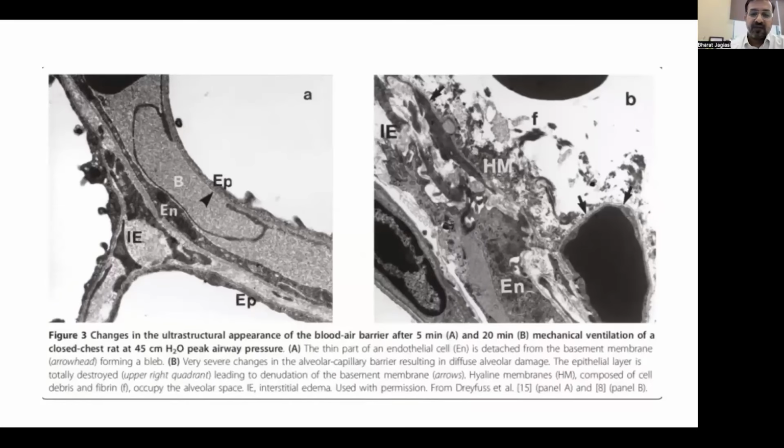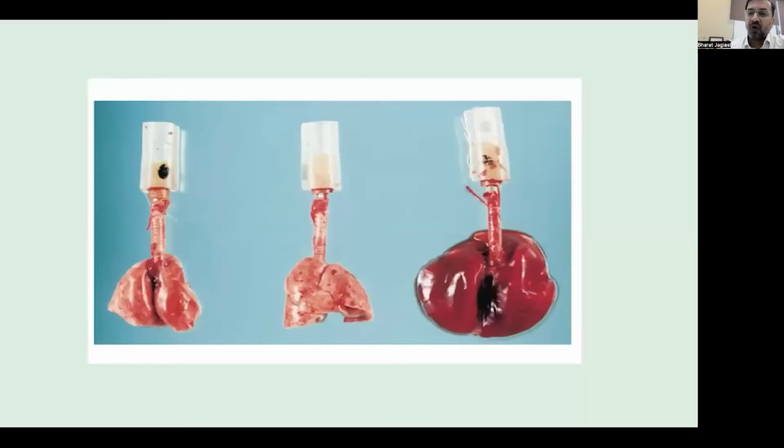So look at this. This is the ultrastructural appearance of the blood-gas barrier after 5 minutes and after 20 minutes of mechanical ventilation at 45 centimeter of peak airway pressure. In the initial part, you see diffuse damage to the basement membrane. And if you go into the later part, there's total alveolar hemorrhage and interstitial edema. So this is what the ventilator does to us. If you look into the gross appearance of the lung as well, in normal lungs, what we see at 5 minutes and what we see at 20 minutes, when the lung was ventilated at 45 centimeter of peak pressures.